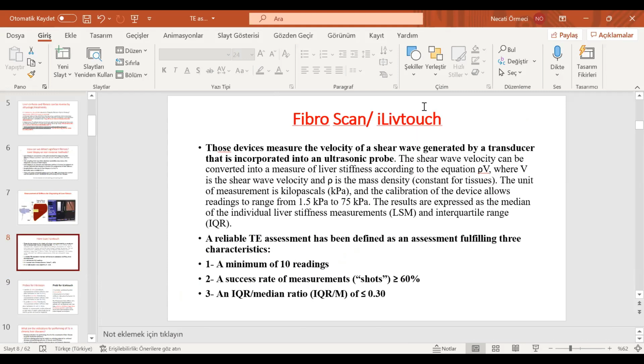A reliable transient elastography assessment has been defined as an assessment fulfilling three characteristics. At least we have to take 10 readings, the success rate of measurement should be more than 60%, and the interquartile range divided by the median should be less than 30%.